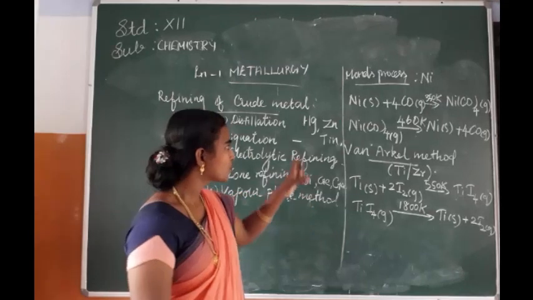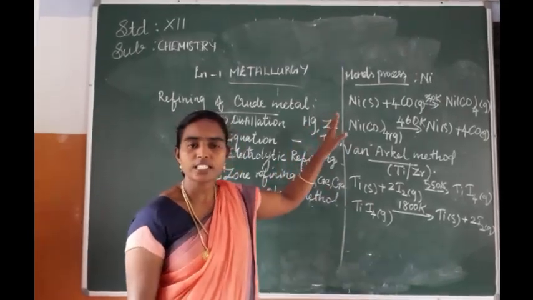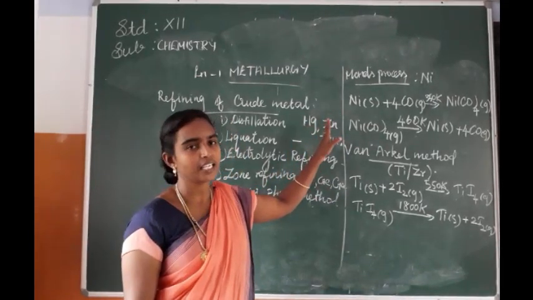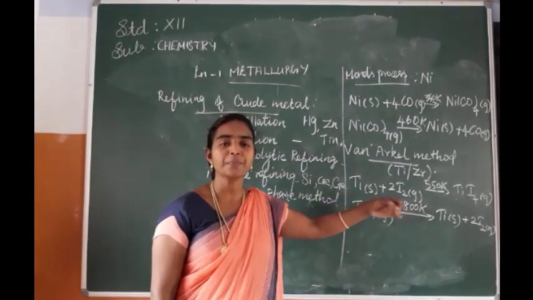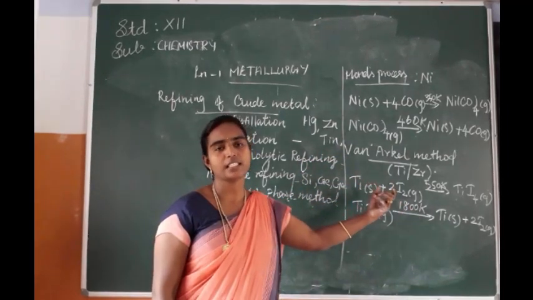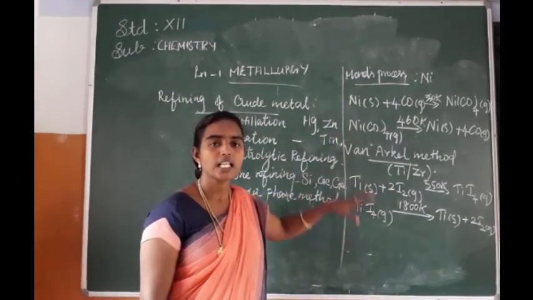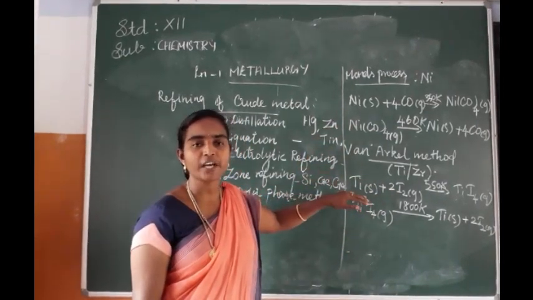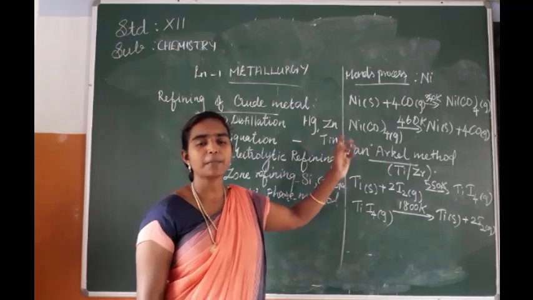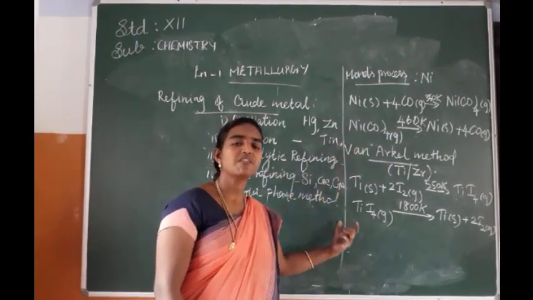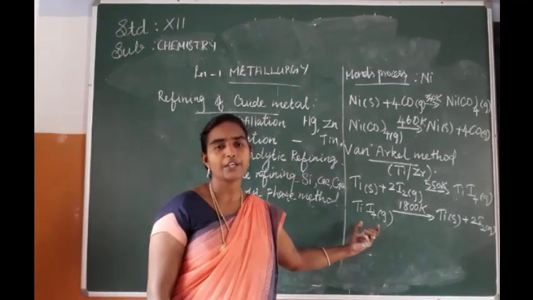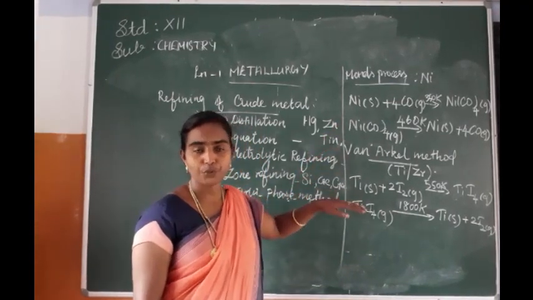Do you understand? These two methods: the first one is the Mond process for refining nickel, and the second one is for refining titanium or zirconium, where we use the Van Arkel method. In both processes, the metal to be purified is treated with a particular compound. For the Mond process, we used carbon monoxide. In the Van Arkel method, we used iodine. So we have to note the temperature.